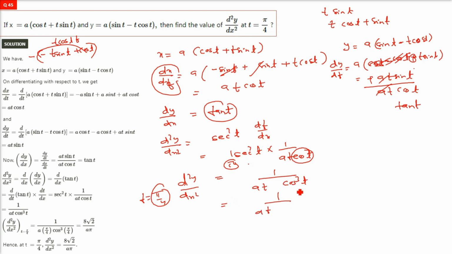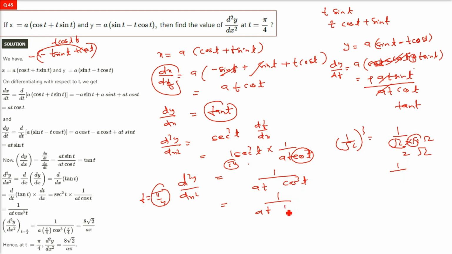So 1 by a, and t is pi by 4 we have to use. Cos cube pi by 4 is what? Cos pi by 4 is 1 by root 2. Cube is 1 by root 2 into 1 by root 2 into 1 by root 2. That is root 2 root 2 becomes 2. So 1 by 2 root 2 it will be. So 1 by 2 root 2 we have, 1 by a into t.